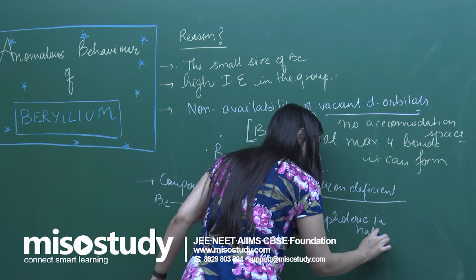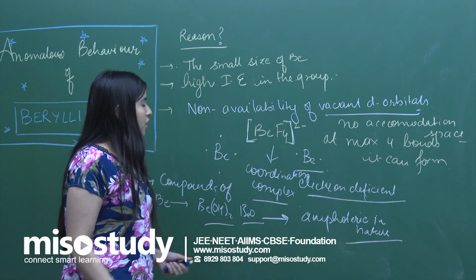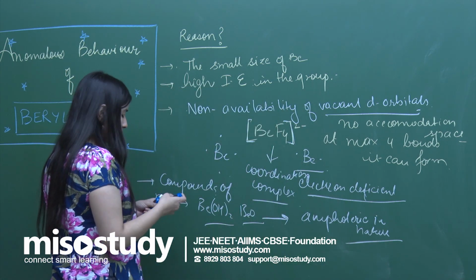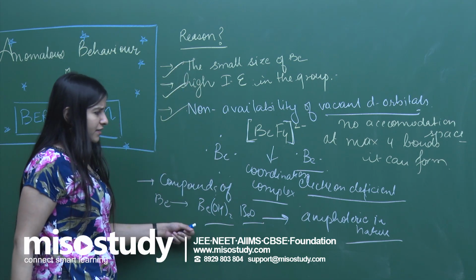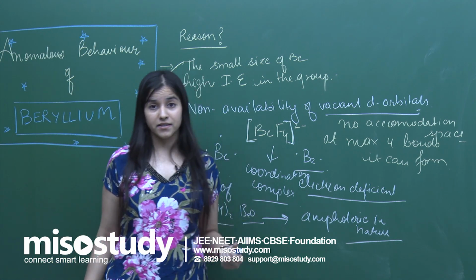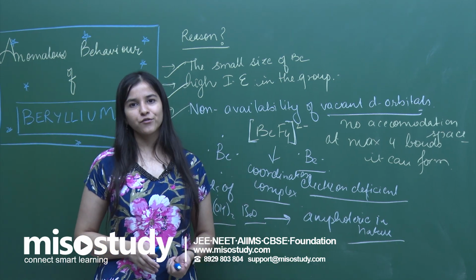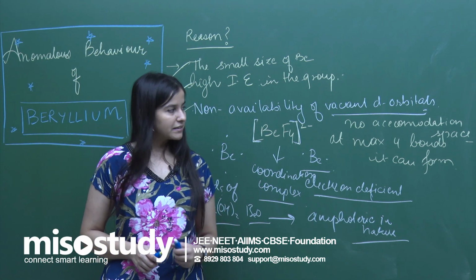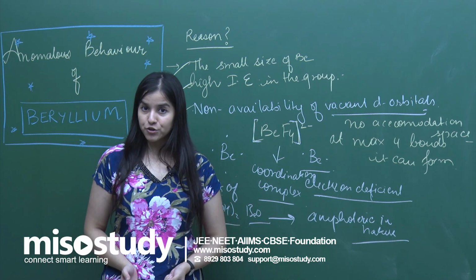Right? Clear about it? So that is the basic reason. Out of all 4, the basic reason is the first 3. This is not as such the reason, but you can say it's one of the evidences which will prove that, yes, it is showing somewhat different behavior from the rest of the alkaline earth metals, right?